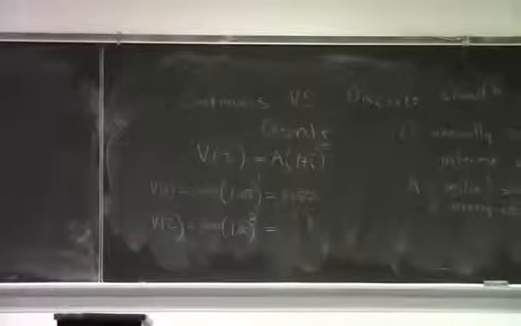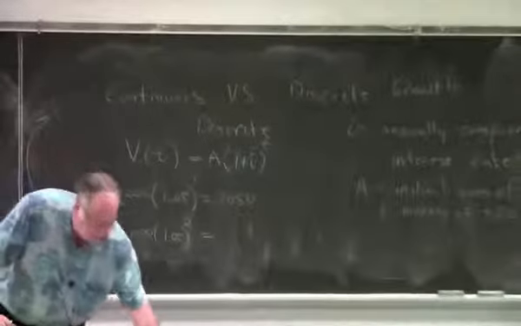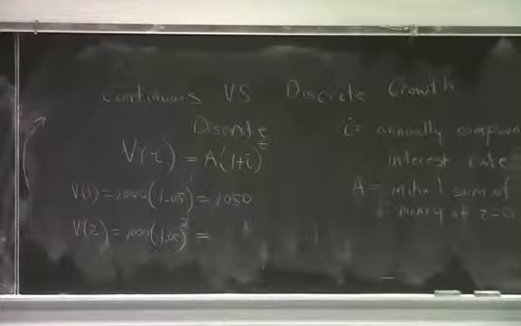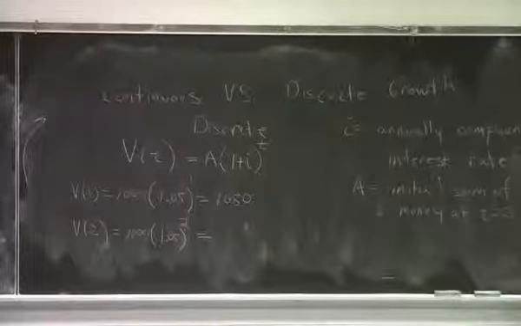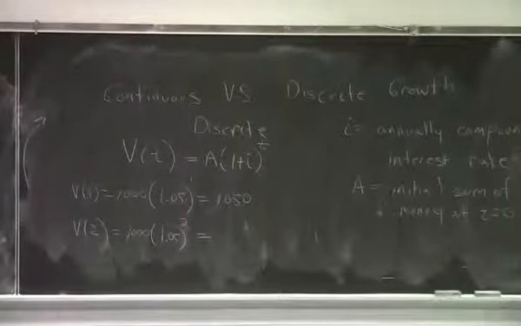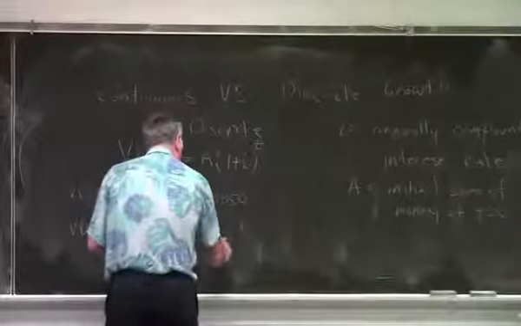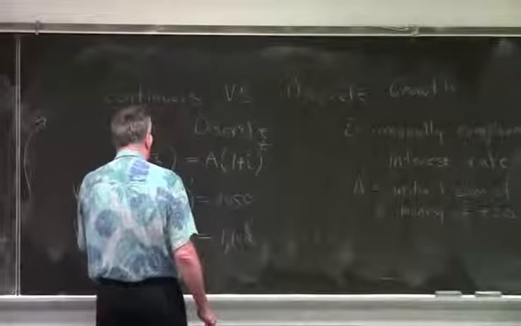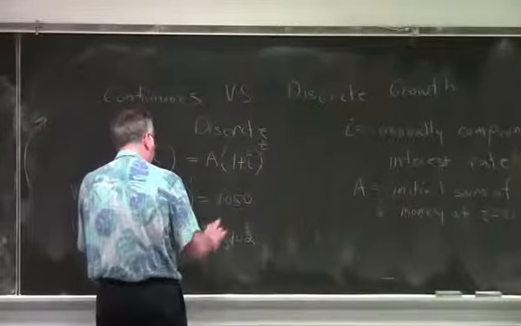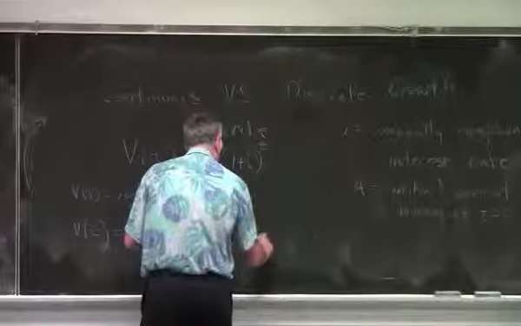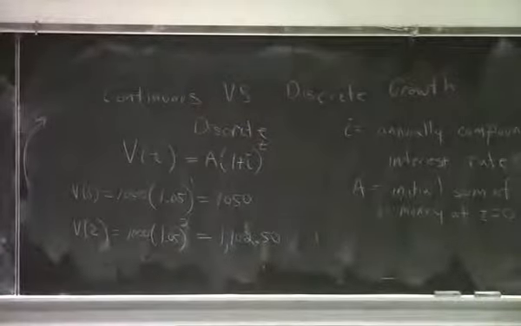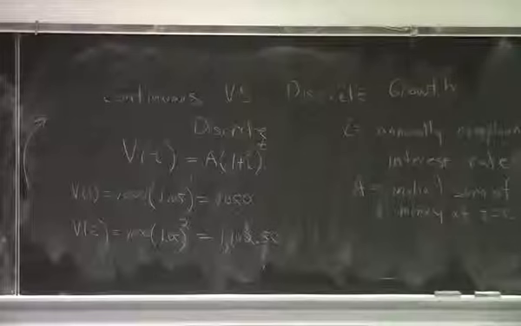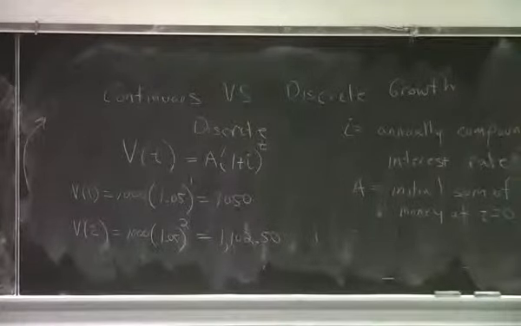Well, I have my calculator handy. So just take 1,050. Can somebody do this to check me? 1,050 times 1.05 equals $1,102.50. Okay. Or just take 1.05, square it, multiply it times 1,000. Okay, is that what you get?